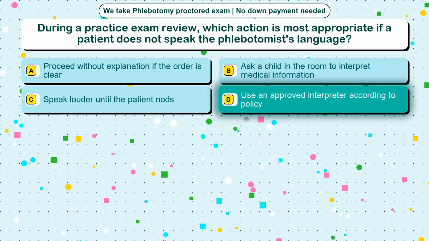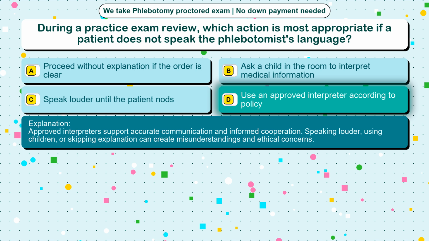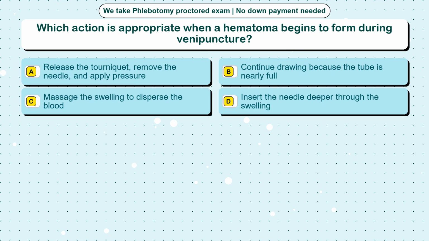The correct answer is option D, use an approved interpreter according to policy. Approved interpreters support accurate communication and informed cooperation. Speaking louder, using children, or skipping explanation can create misunderstandings and ethical concerns. Question 51. Which action is appropriate when a hematoma begins to form during venipuncture? Option A, release the tourniquet, remove the needle, and apply pressure.